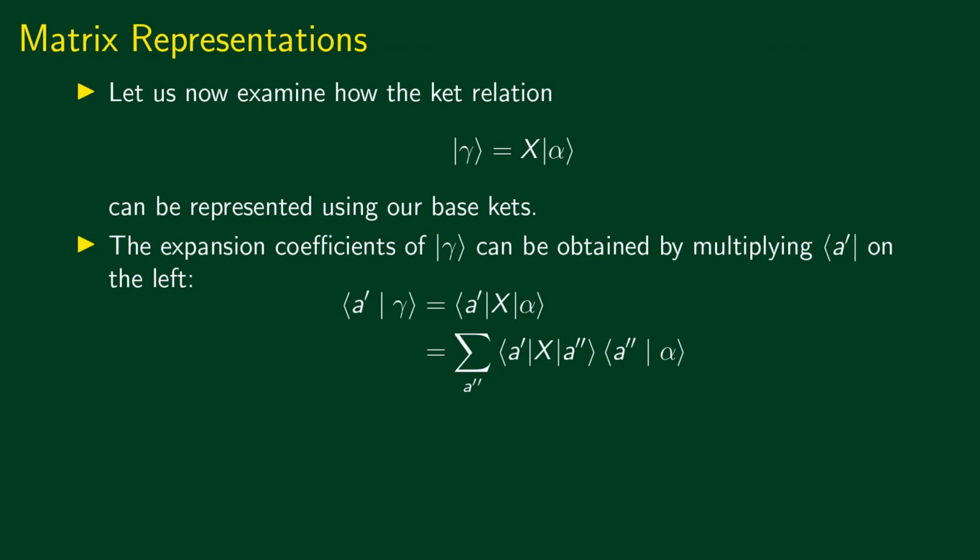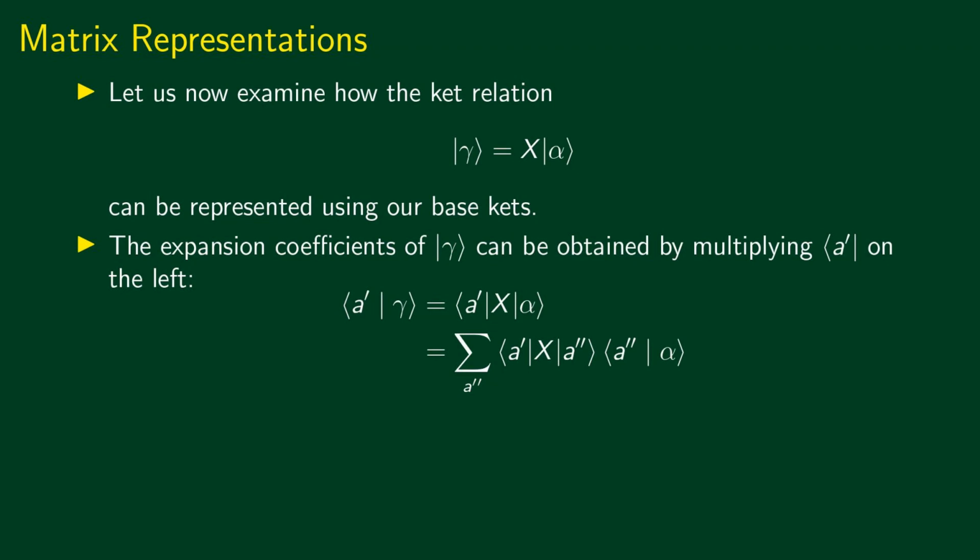Now in the Euclidean 3-vector case, we said that we can represent a 3-vector by a column matrix. This column matrix consists of the expansion coefficients. You could write it as Vx, Vy, Vz, or alternatively as V1, V2, V3. In the same way, we might be able to represent this multiplication as matrix multiplication: a square matrix acting on a column matrix, giving you another column matrix. So let's look at the expansion coefficients of the ket gamma.